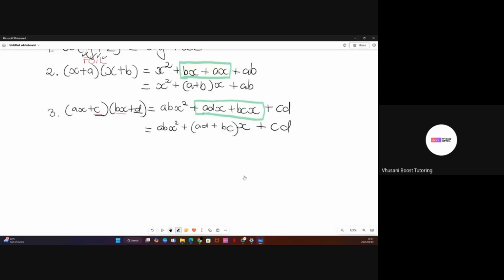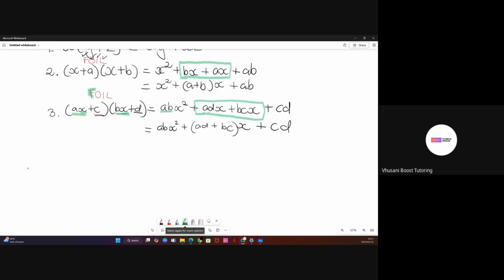So I'll repeat number 3 once more, right? So with number 3, we do the exact same thing as number 2, right? We use the method called foiling or FOIL, right? So the method called FOIL wants us to use the first two. That's what the F stands for. So the first two is ax multiplied by bx. And as you can see over there, we have ab and then we have two x's. So that's why we say x squared, right?